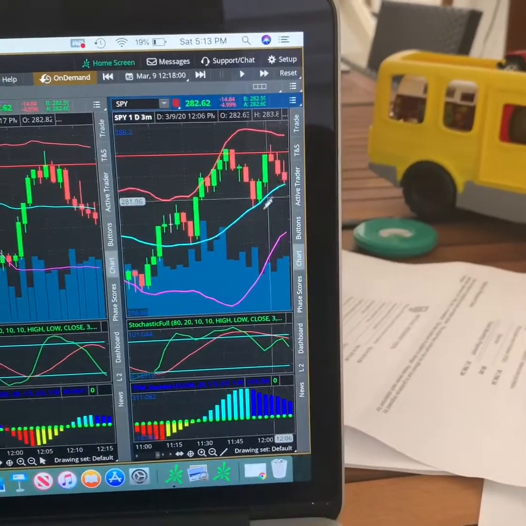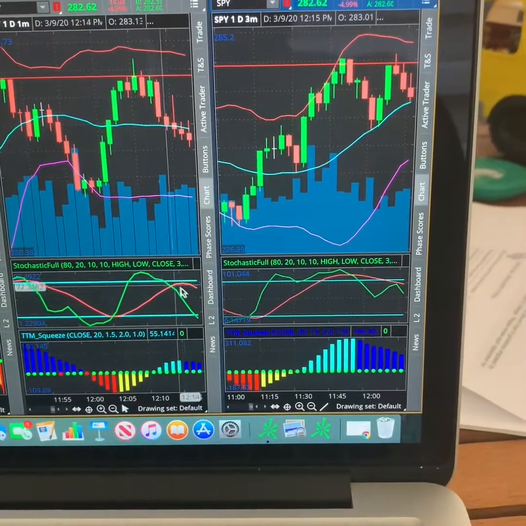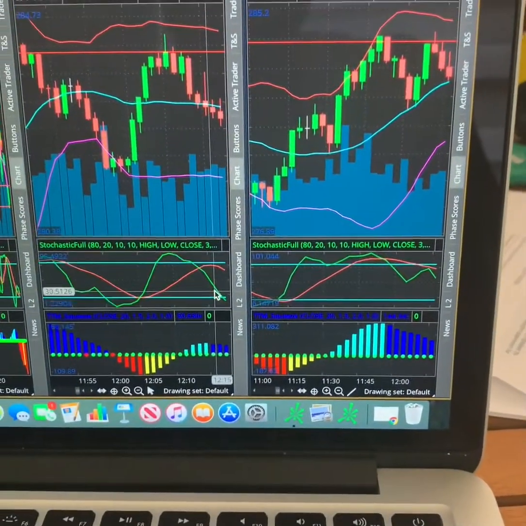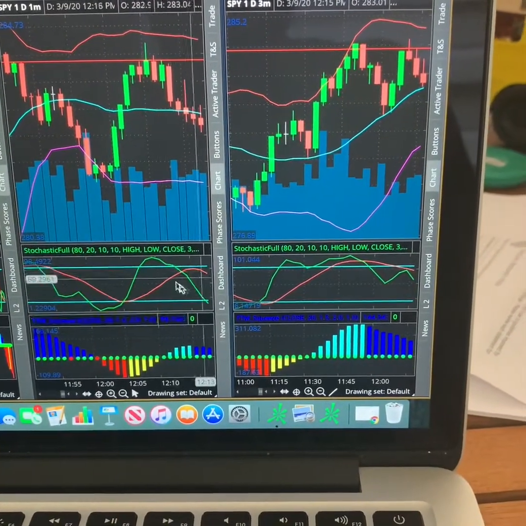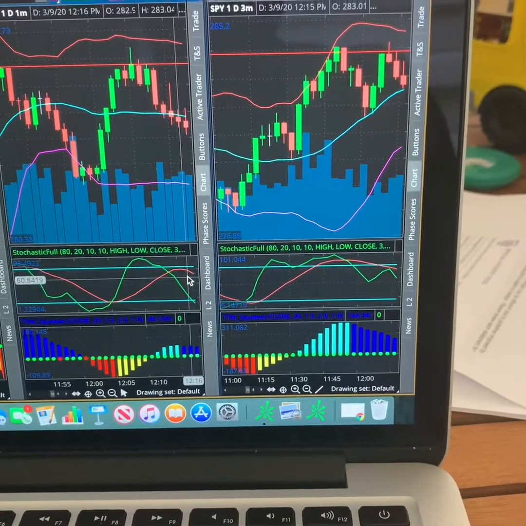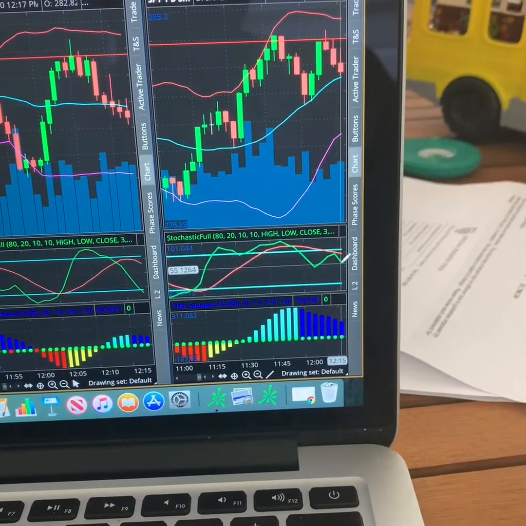It's very close. Looking at the other indicators, this is heading down. The 1 minute, this is not. I don't like to look at this 1 minute because this fluctuates much faster. So I like to see this.